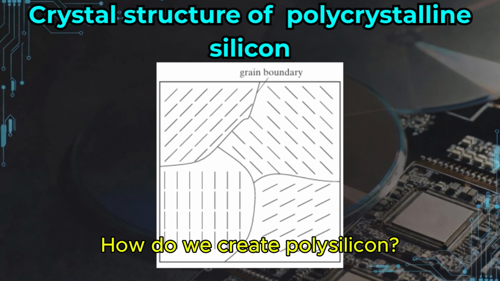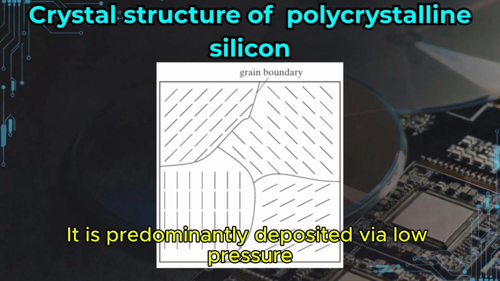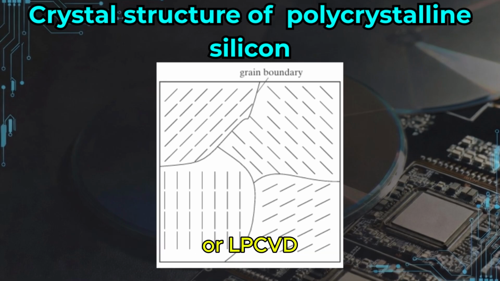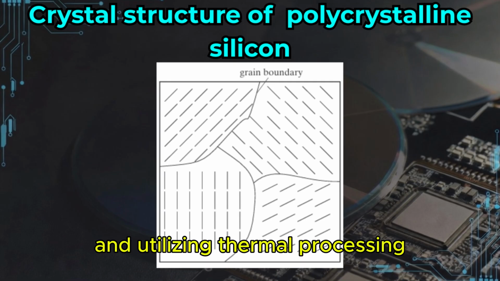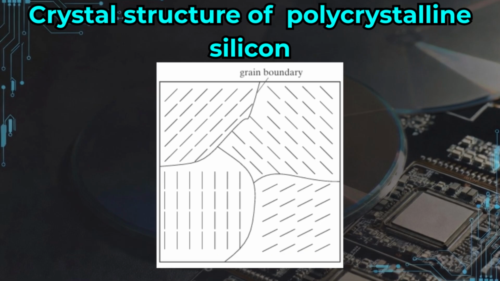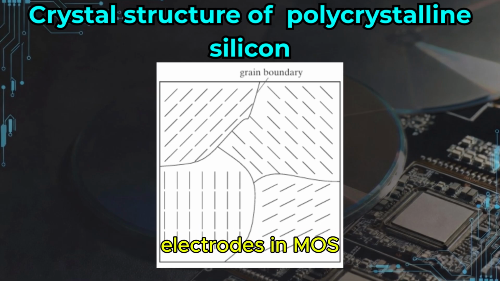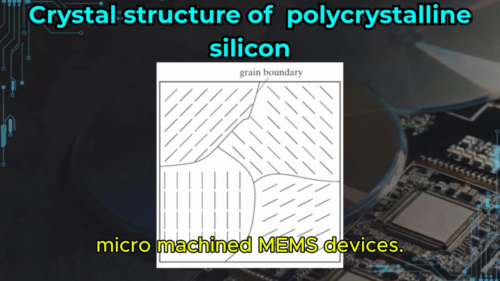How do we create polysilicon? It is predominantly deposited via low-pressure chemical vapor deposition, or LPCVD, or by taking an amorphous film and utilizing thermal processing to induce nucleation and grain growth. Polysilicon is the workhorse material for gate electrodes in MOS transistors and structural layers in surface micromachined MEMS devices.